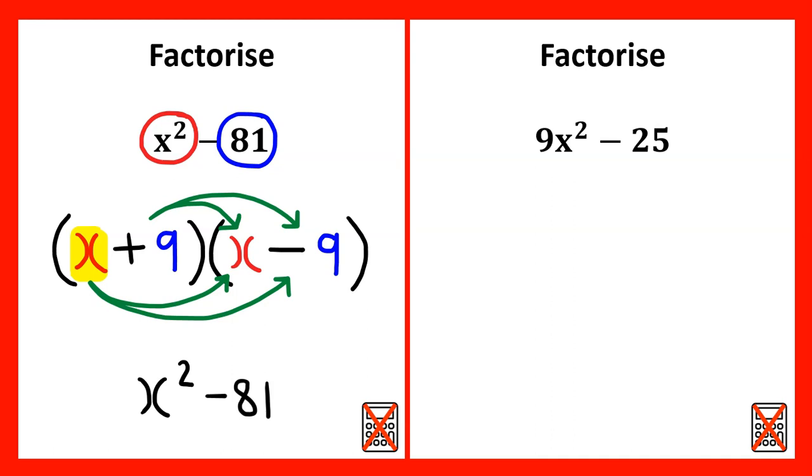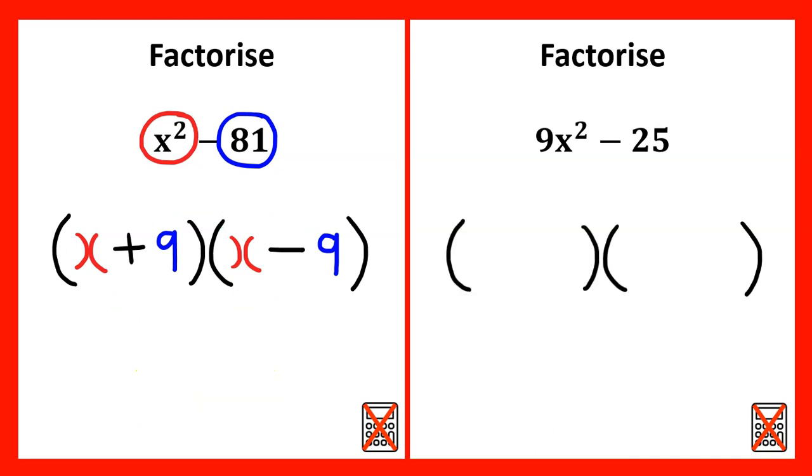Where we multiply x by itself, it produces x squared, which is a squared number, and where we multiply 9 by itself, it produces 81, which is also a square number, and because they're separated by a subtraction, or the difference between them, hence why it's called difference of two squares.